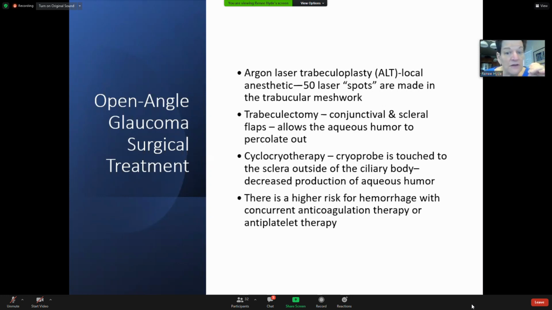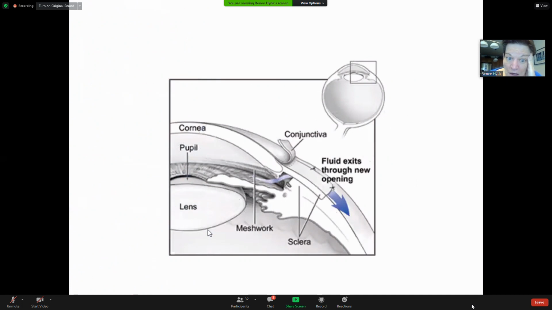Now, typically there's a higher risk of hemorrhage if these patients are on anticoagulant or antiplatelet therapy with any of these procedures. So sometimes they may be taken off. They may not. It just depends on the physician. And here you can see that flap. What happens is when that flap opens up, that humor goes out a little bit better.